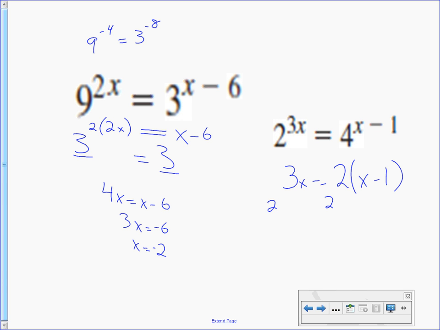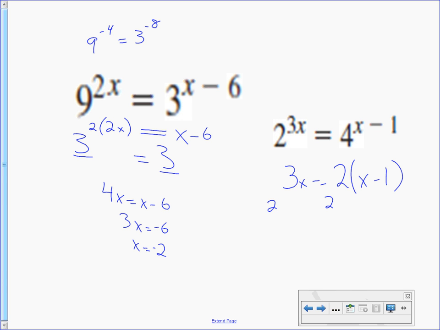2x squared minus 1 simplifies to 2x minus 2. Oh yeah, it would be minus x minus. Yes, thank you. And I did the thing that most people forget to do: distribute to the second term. So x should equal -2.